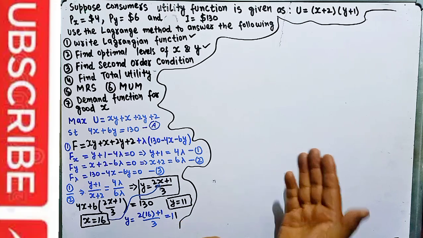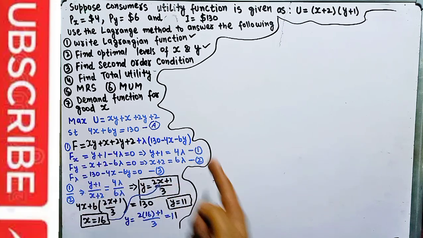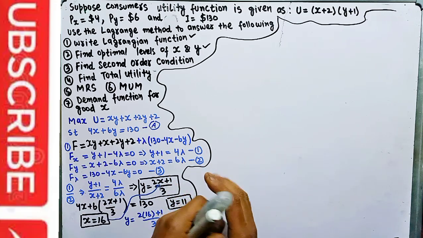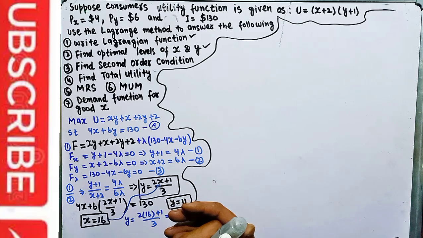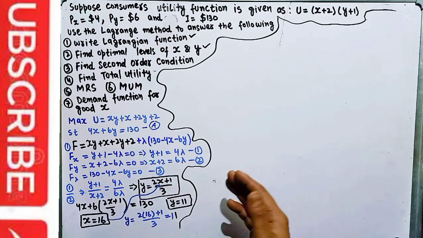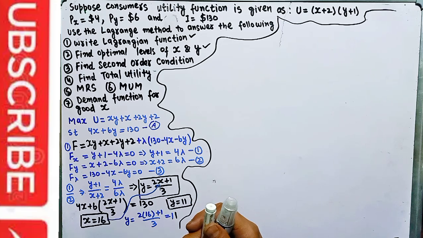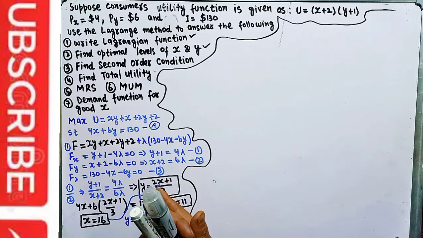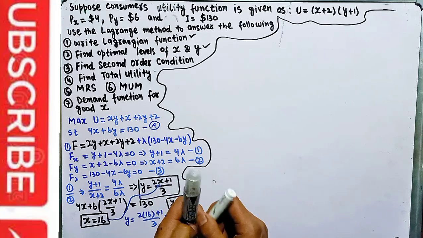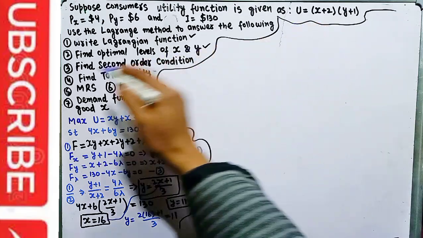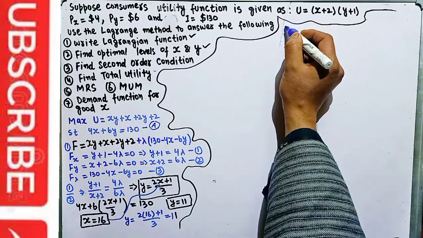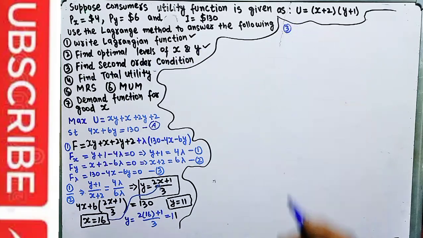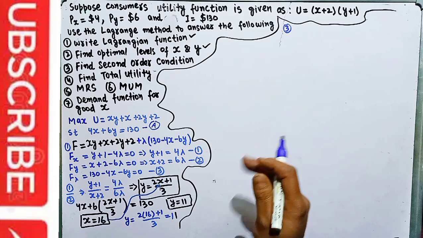Earlier, the first order condition for maximum was that we form this Lagrangian function and differentiate partially with respect to good x, y and lambda and set them equal to 0 simultaneously to get the values of x and y. But this is only the necessary condition. We need to check the sufficient condition for maximum. That is the third part.